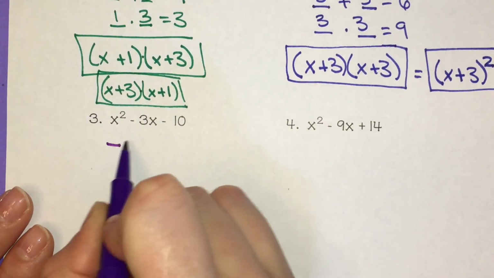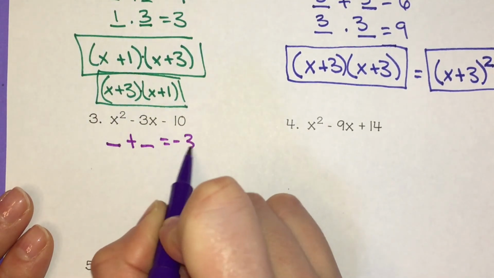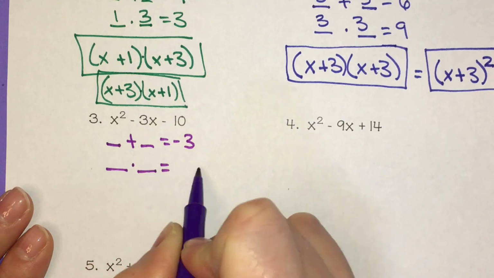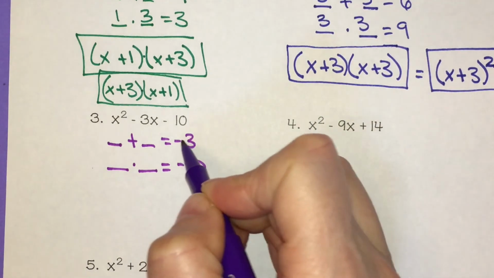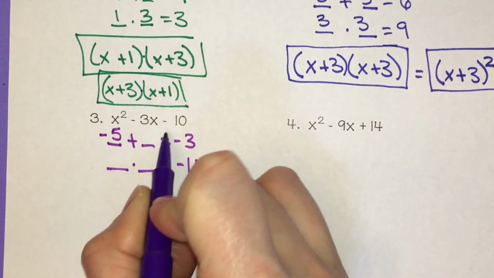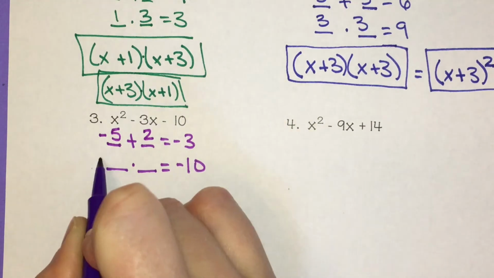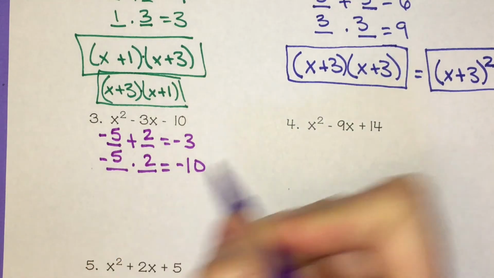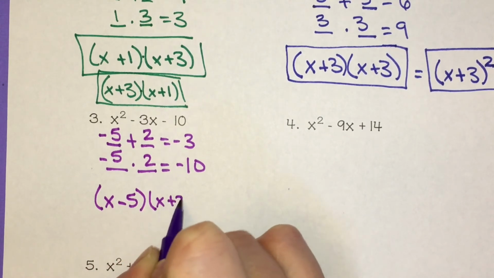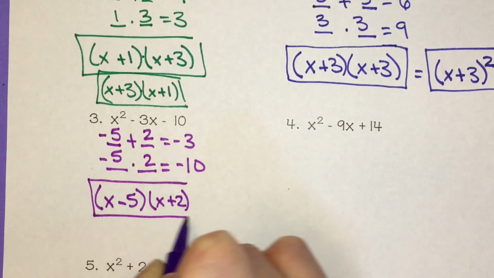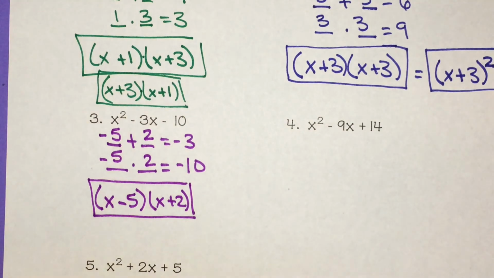All right, so we have to add together to equal negative 3, multiply together to equal negative 10. One's going to be positive, one's going to be negative. And I know my larger number is negative. So negative 5 plus 2 is negative 3. Negative 5 times 2 is negative 10. So I have x minus 5 times x plus 2 as my quadratic factored.